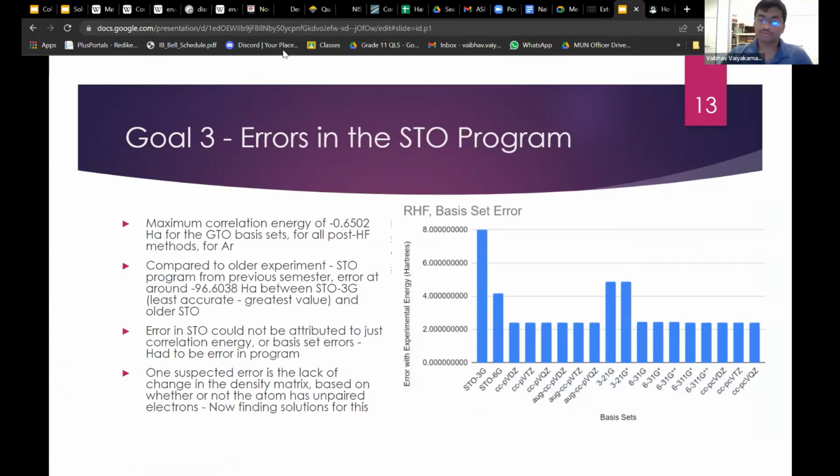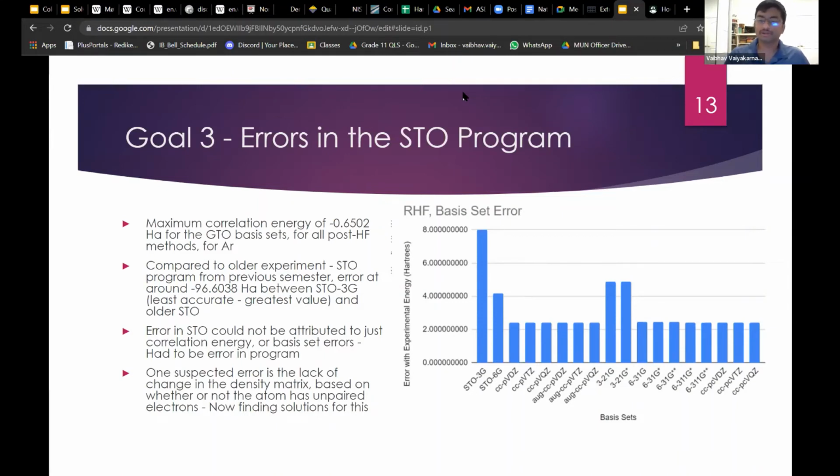Now, regarding goal 3, in our previous colloquium presentation in the fall semester, we identified that with our Slater-type orbital programs, we saw this general linear progression of around 2% in the percent error between the Slater-type and the actual energy. And we thought this may have been caused by correlation energy, or by the basis set errors themselves. So we decided to compare with the data we collected this semester, and the data simply doesn't pan out.